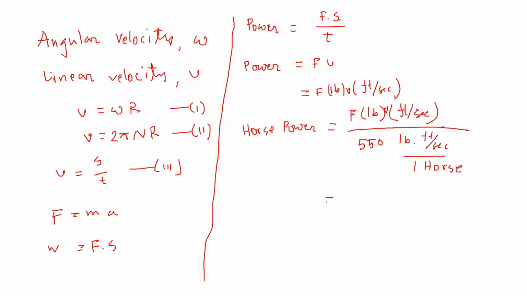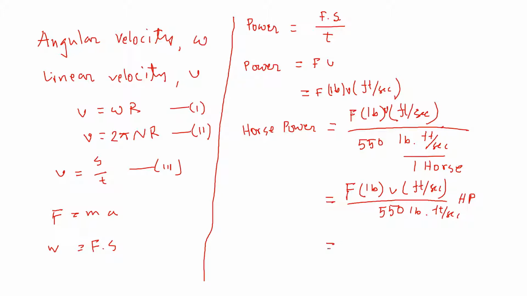So if you want to represent this relationship with respect to horsepower, it would be force, if it's measured in pounds, times velocity, if it's measured in feet per second. Then you divide by 550. The final number will come out in horsepower, because the pound-feet per second will cancel out. The only thing left is the horsepower. So this one is also pound-feet per second.